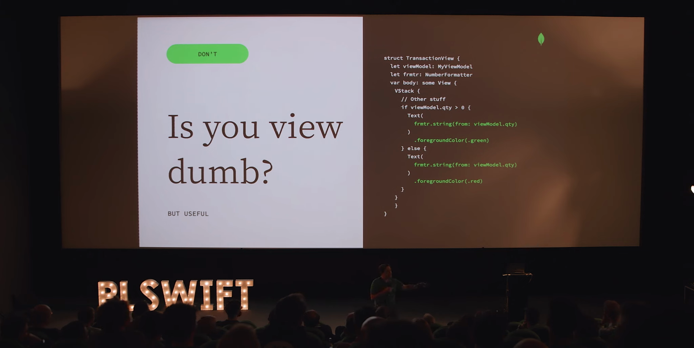If the amount of this bank transaction is positive, then I want it green. If it is negative, I want it red. Again, not what we want. This logic is now in the view and is harder to test. We want to have something that is easier to test.